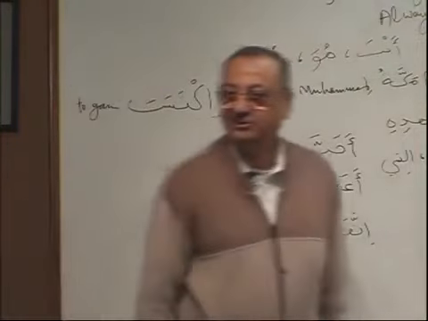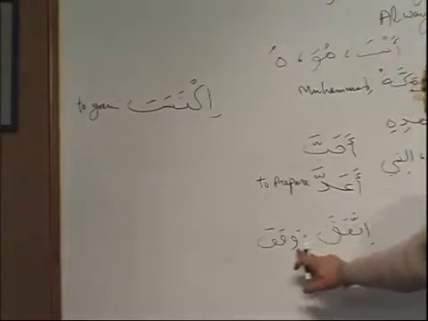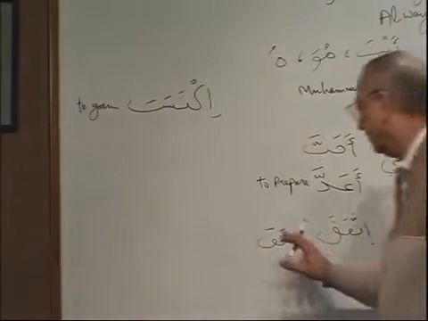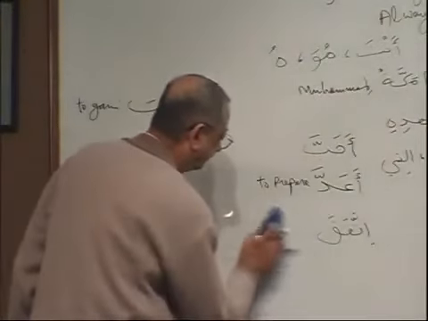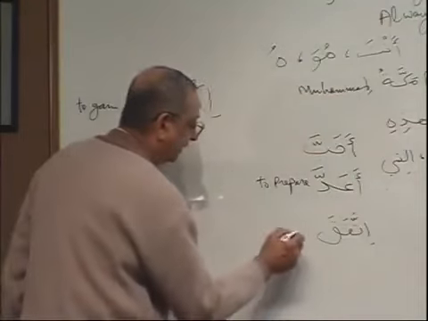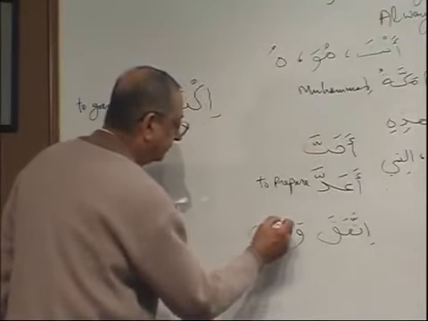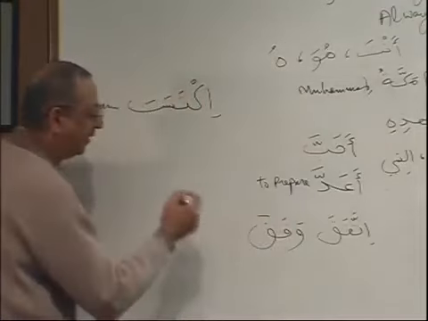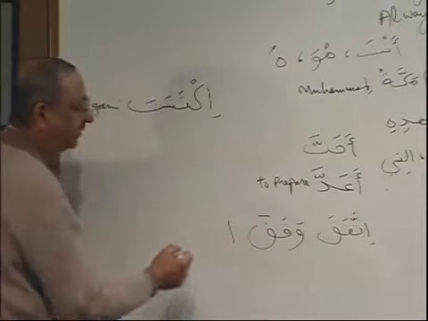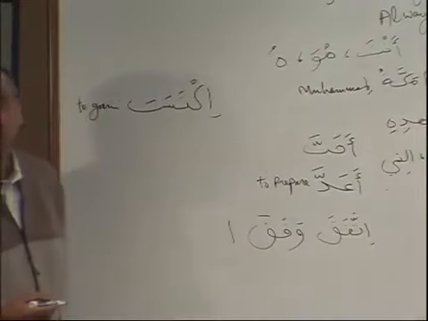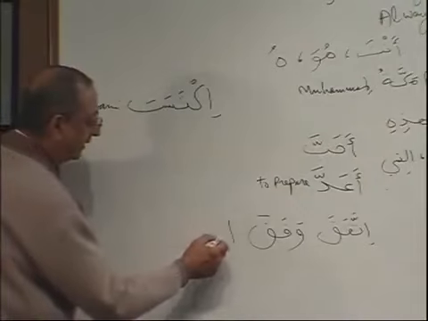Are you with me, brothers and sisters? The waw changes into ta. Let me write it down properly, brother. Now I'm making it into form 8. What is form 8? Ifta'ala. So let's do it.